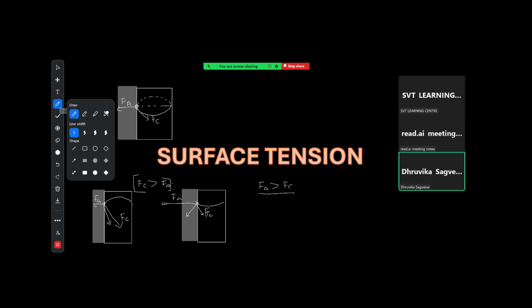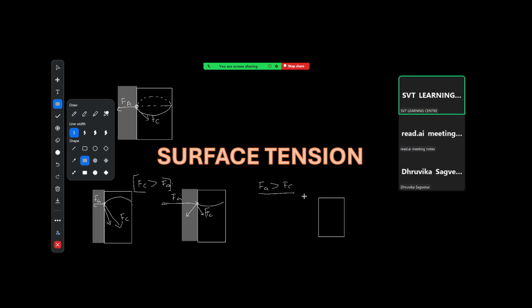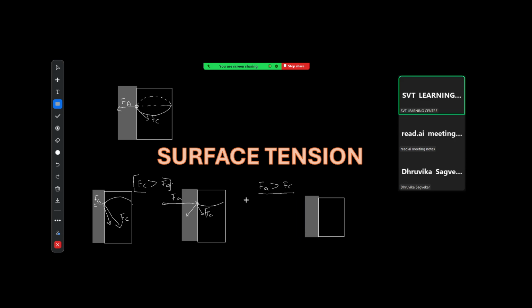If both of them are equal, so let us say that both of them are equal. दोन्ही equal आहे. हे पण equal आहे. तर इथं काय होतं आहे, फोर्स ऑफ एडेशन आणि फोर्स ऑफ कोहेशन दोन्ही इक्वल आहेत. देन आपला जो मिनिस्कस आहे तो लगभग स्ट्रेट असतो. करेक्ट? ओके. Now here we will discuss the angle of contact. Is this clear to you? Can I rub this off? Yes.